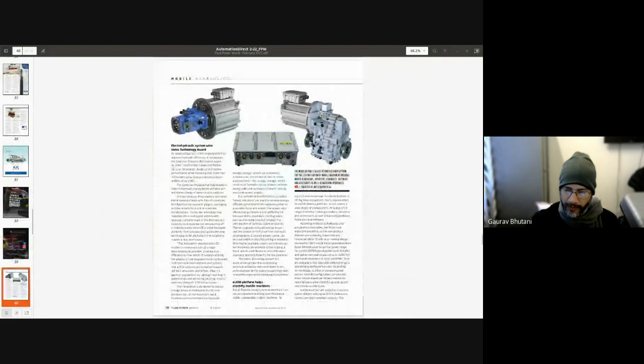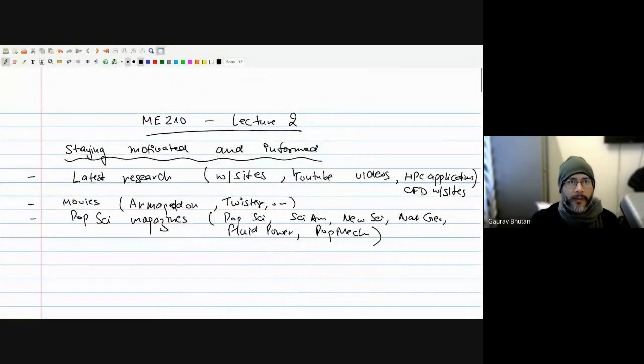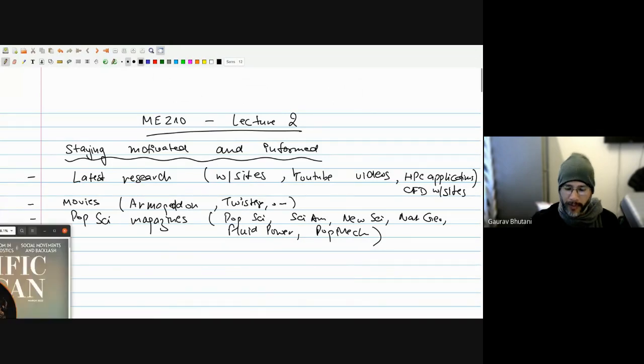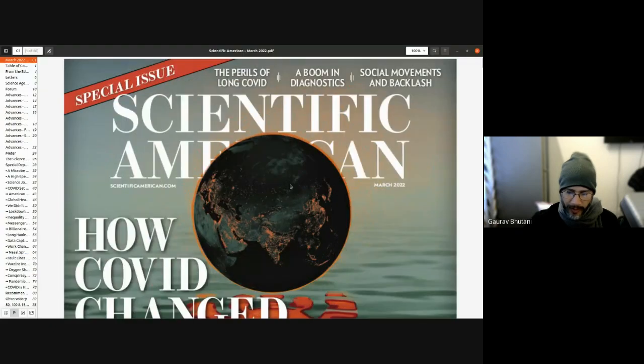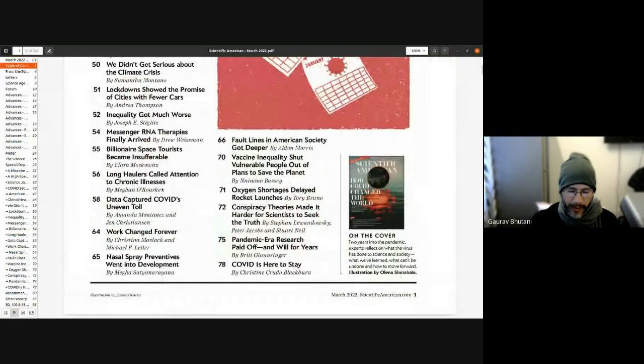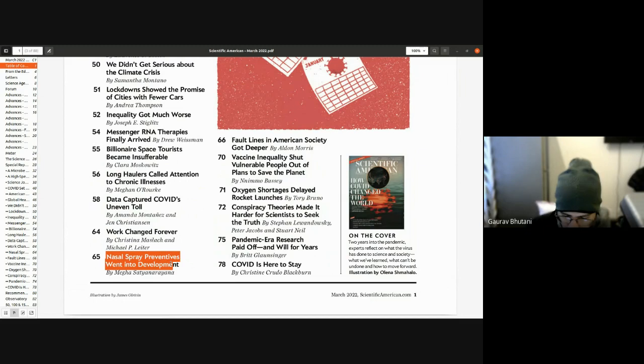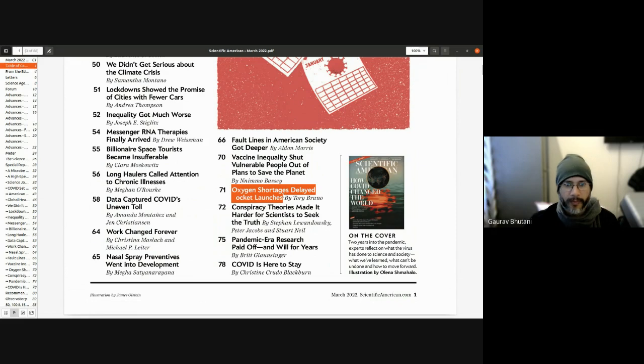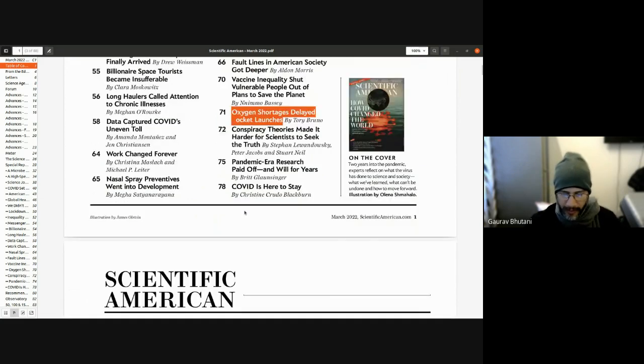Okay. So lots of interesting stuff. There's another one called, for example, Scientific American. It's another very popular science magazine. So here, what I do is I go to the index and then look for which articles. For example, this nasal spray. So this could be something to do with mechanical engineering and so on. Oxygen shortages delayed rocket launches. So oxygen and rockets, so definitely some combustion happening here, some fluid mechanics. So then I would just mark it with a highlighter and then go through it in my own time.